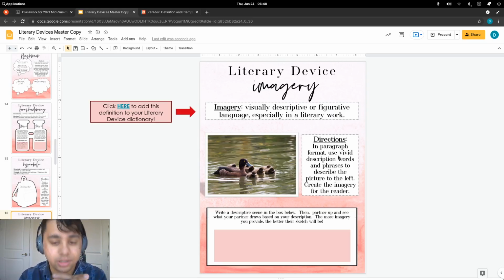All right, literary device imagery. So imagery is visually descriptive. Again, it doesn't always have to be visually.